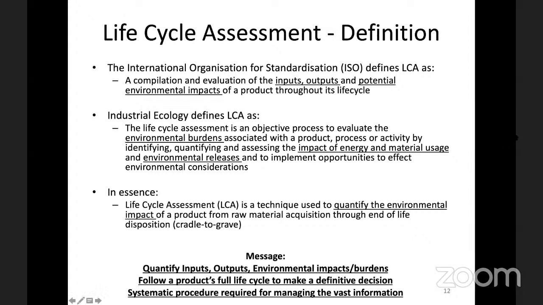So the message that we get from here is that to do a life cycle assessment, we have to quantify inputs, outputs, environmental impacts and burdens, and then follow a product's full life cycle to make a definitive decision, and systematic procedures are required for managing the vast information. So these are the three messages that we need to understand from the definition: quantify, follow the product's full life cycle, and do a systematic procedure for managing the information.